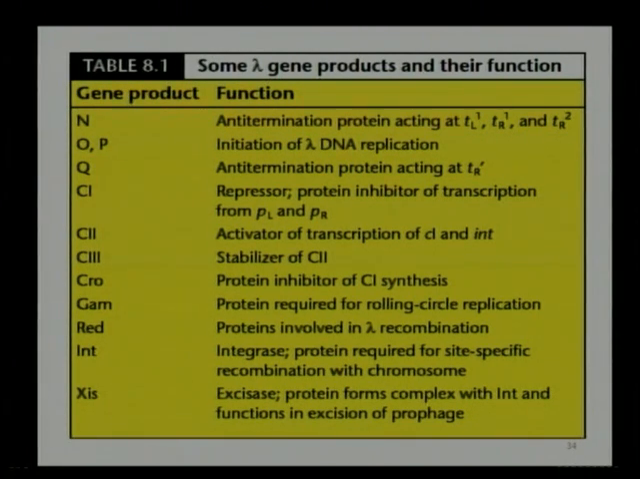CRO is a protein which inhibits C1 synthesis, GAM is required for rolling circle replication, and the red gene is involved in recombination. The integrase gene, as my colleague previously mentioned, is the gene for integration, the formation of lysogeny, and the xis gene is for the conversion of lysogeny to the lytic state, that is the excisionase enzyme.